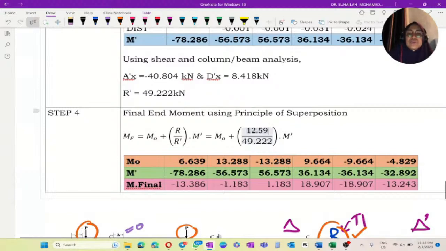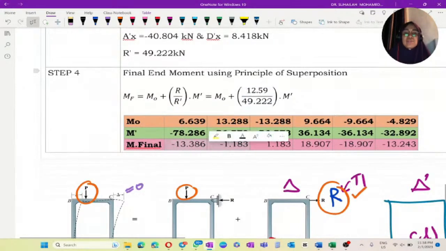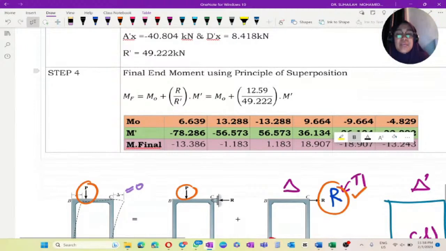So from this we get the correction factor equal to 12.59 divided by 49.222, we get 0.256. 0.256 times negative 78.286, we add 6.639, and we get the final end moment for AB equal to negative 13.386. Okay, so the final end moment, there are 6 values for AB, BA, BC, CB, and CD, DC.